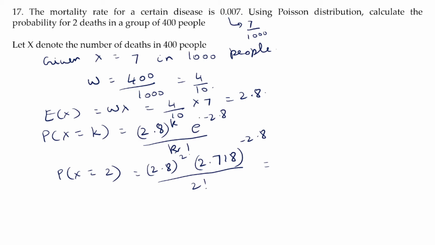So, this is equal to 2.718 whole raised to minus 2.8. So, it is equal to 0.06 into 3.92, or it is equal to 0.235. So, this is the probability of 2 deaths in a group of 400 people.